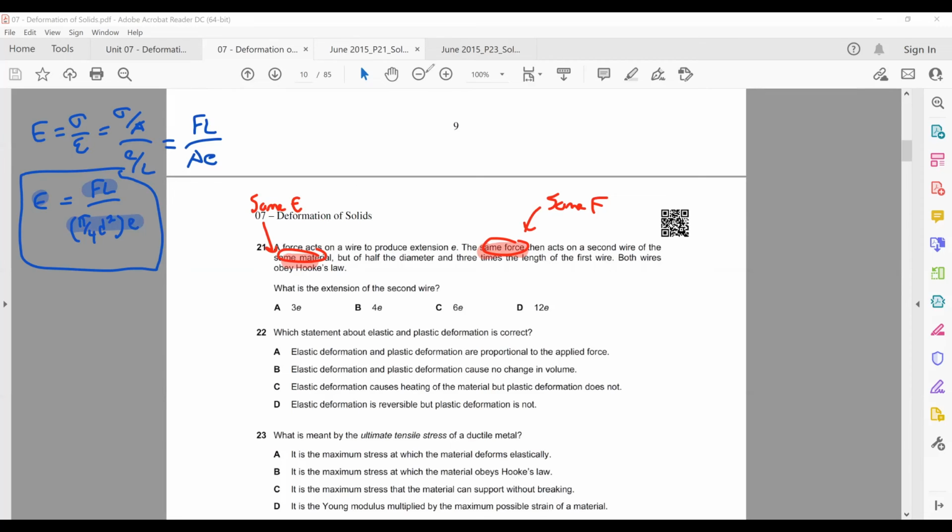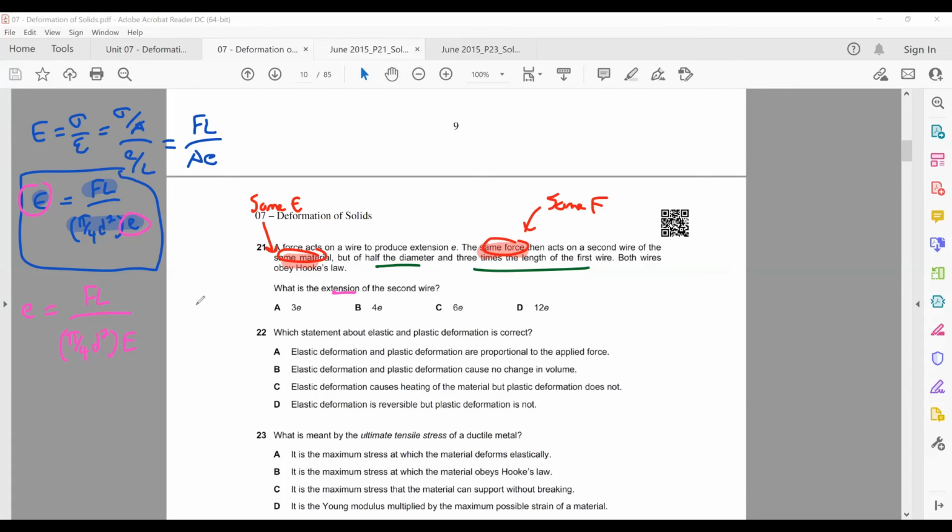But this time the second wire has half the diameter and 3 times the length of the first wire. Both wires obey Hooke's law. E is the extension of the second wire. So here I can say that E and F are the same. Let me make things a bit simpler first, because I want to find the extension, so I make extension the subject. E is actually FL over pi over 4 d squared times E. I just switch the E's around.